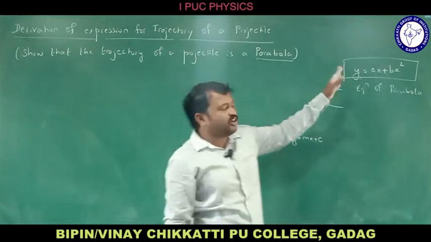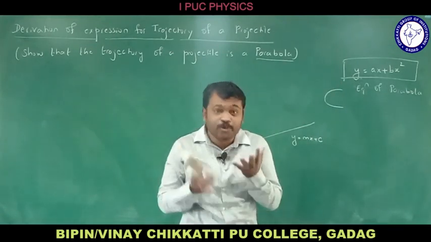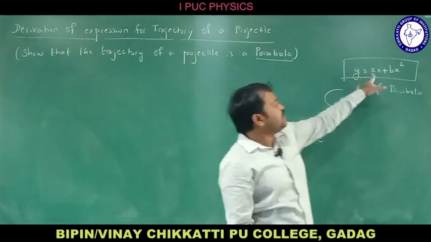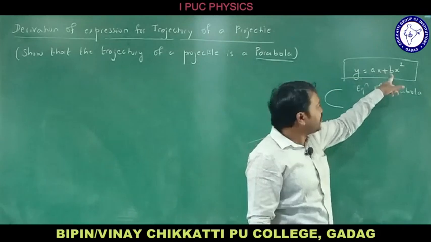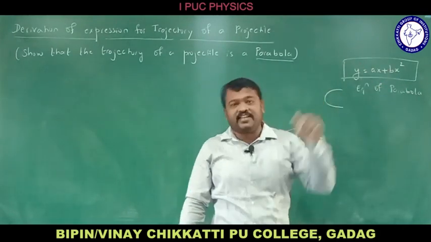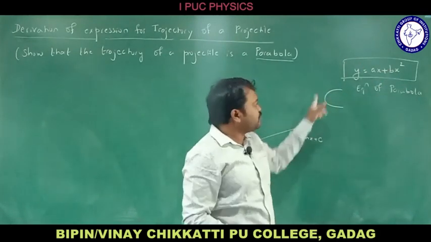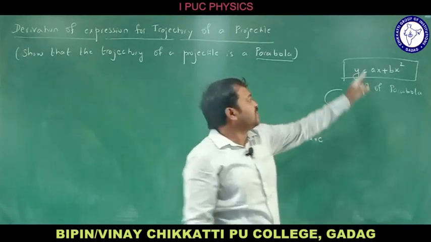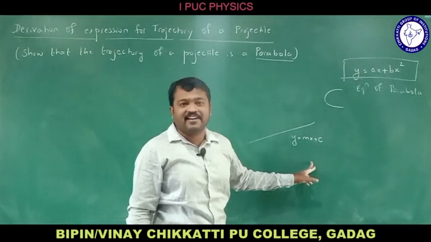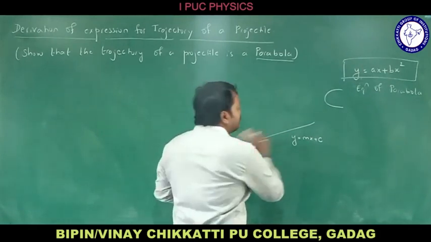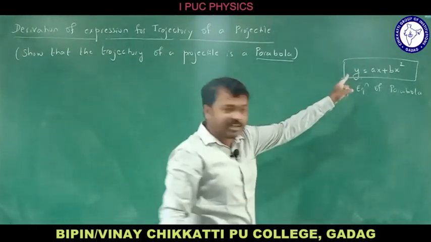If I am speaking about the equation of a parabola, what is the equation of a parabola? You need to know that, right? The equation is ax plus bx square. So the first term should contain x, the second term should contain the square of x. Then the shape is always a parabola, and this kind of equation is called a parabolic equation. This kind of equation is called a straight line equation, right? Keeping this in mind, do remember that equation.